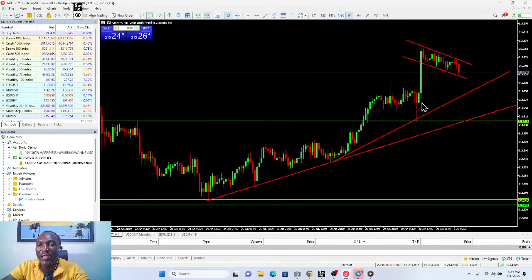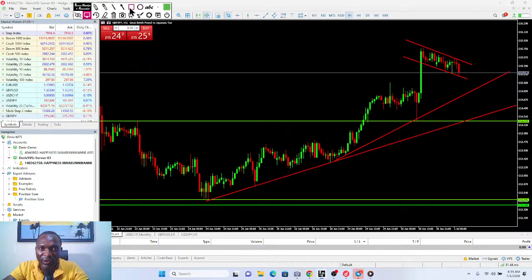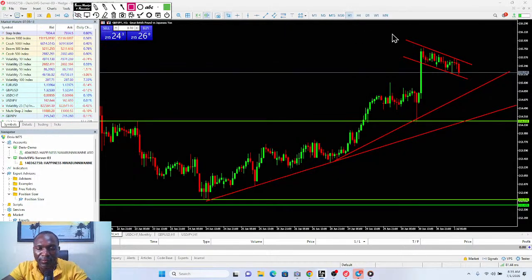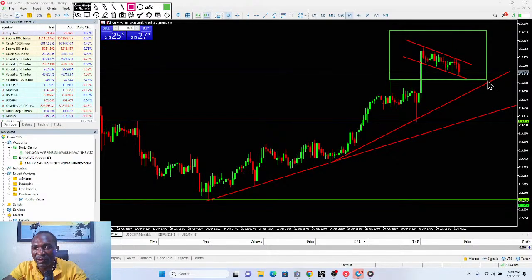Okay, so now, if you are using the trend line, you've seen the analysis right here. What is it giving you? It's giving you a downtrend, or a channel. Just a channel, a channel coming down. But that doesn't mean it's a downtrend. It still remains an uptrend.